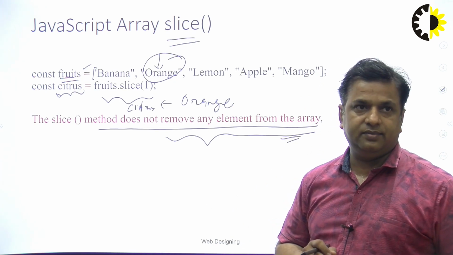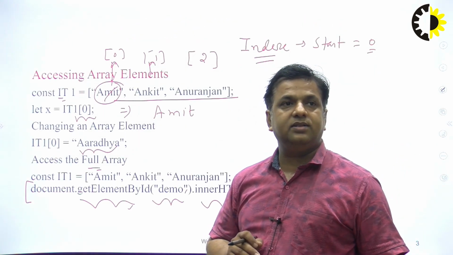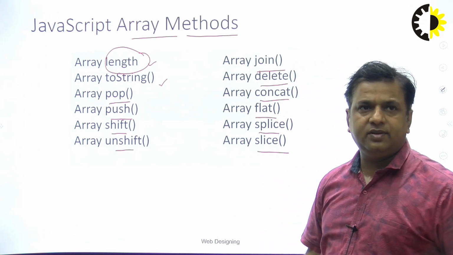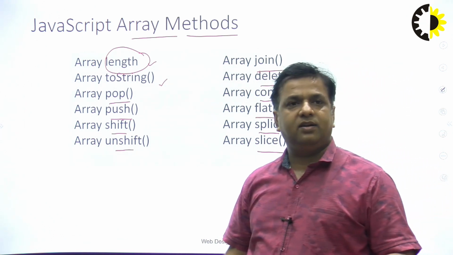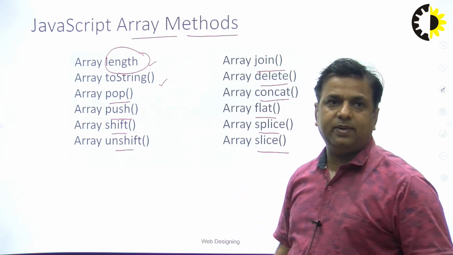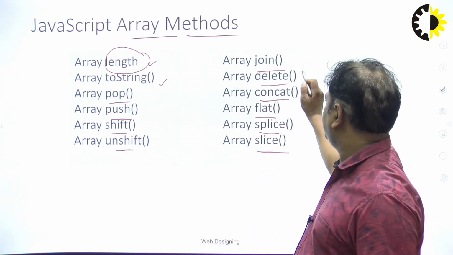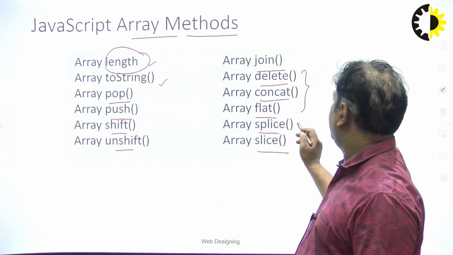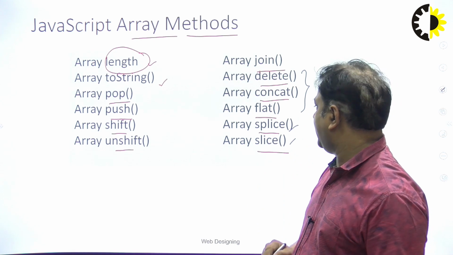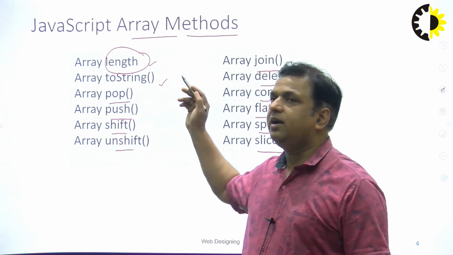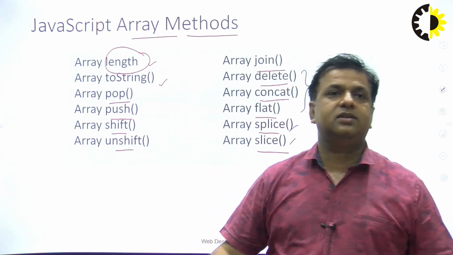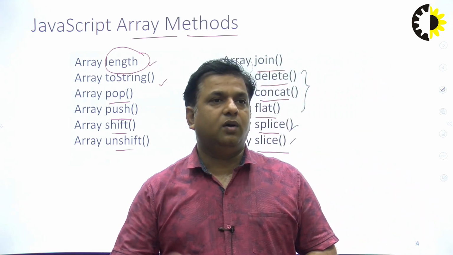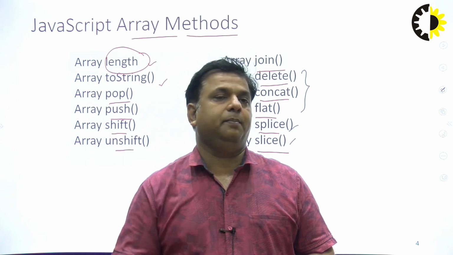The basic methods of the array: length, toString, push, pop, shift, unshift, join, delete, concat, I have left those, and splice and slice. So these methods are also useful, but generally we use them rarely. We mainly use array splice, slice, shift, unshift, push and pop operations. All these methods are very useful, and MCQs are generally asked on the basis of these methods.